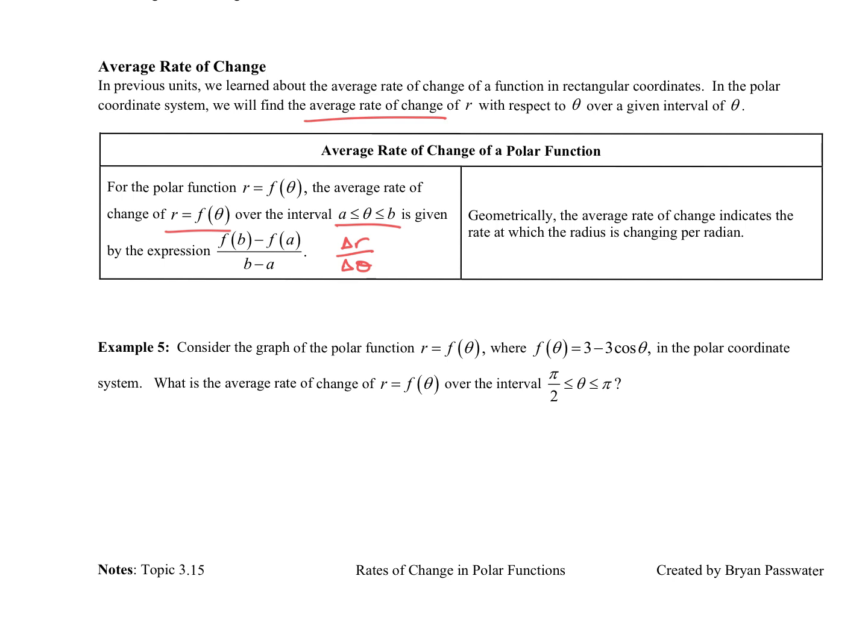All right? And so geometrically, what do we got? Geometrically, the average rate of change indicates the rate at which the radius is changing per radian. All right, so that's really what's happening, it's our rate per radian. All right, cool. And so in example 5, we have this function.